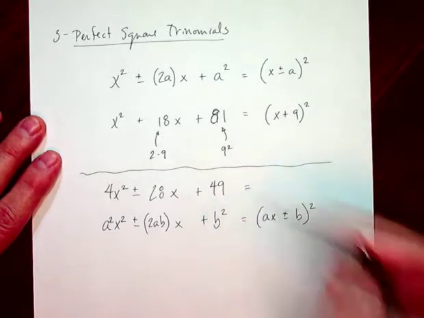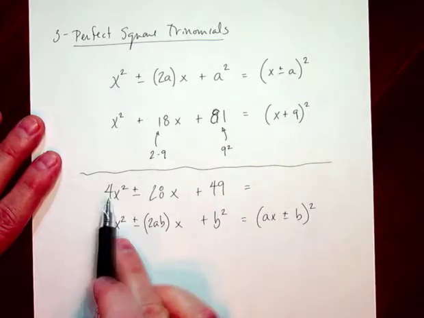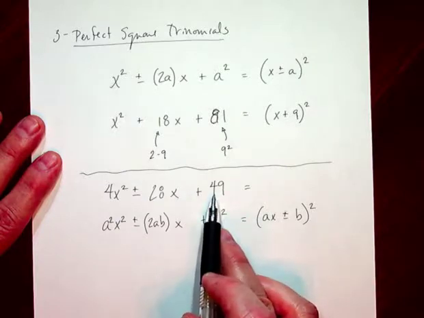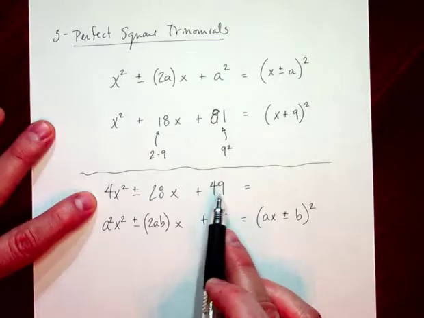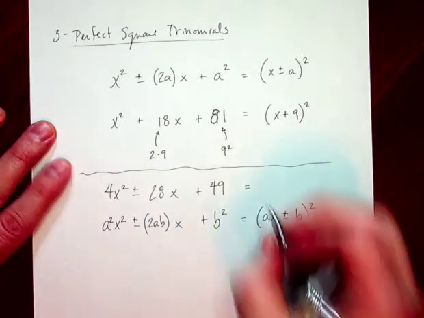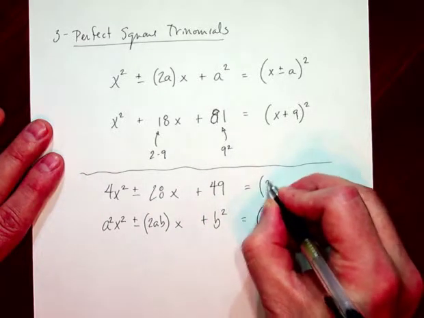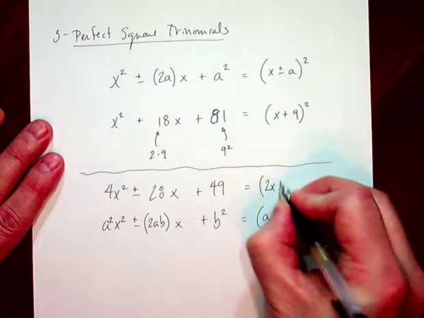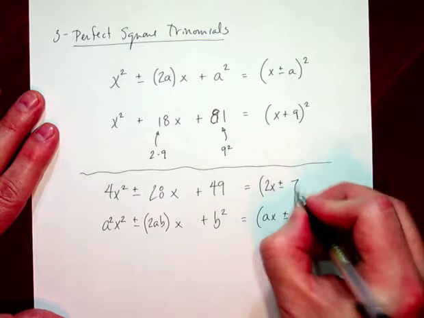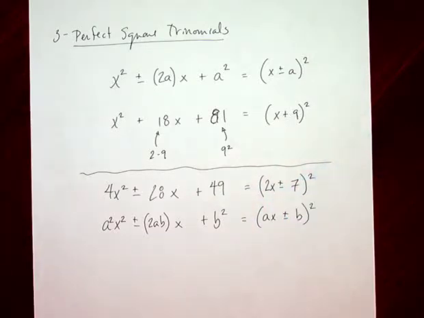So in this case, your a value is 2, your b value is 7. So 2 times 7 is 14. That is double that product. And therefore, this is 2x. And then, I shouldn't have put plus or minus here for the ones with actual numbers, but it becomes 2x plus 7, squared.